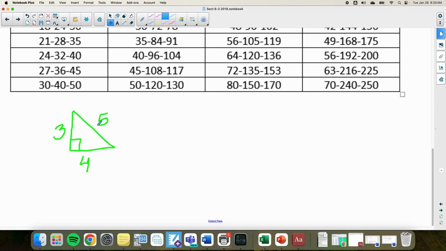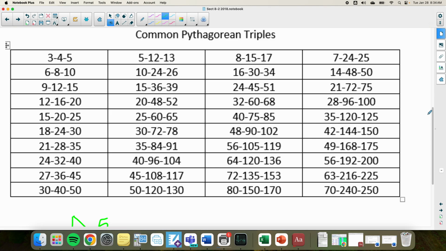Now, in this chart, what they did is they took 3, 4, 5, and they multiplied all those sides by 2, and they got a 6, 8, 10 triangle, and that works also. Then they took the original and multiplied by 3, then by 4, then by 5, and so on. Now, my chart doesn't have all of them. I just included some of them, but you will have this and you'll use it on your test. So if you remember to look at that and you can tell it's a Pythagorean triple, you don't have to show any work at all, okay?